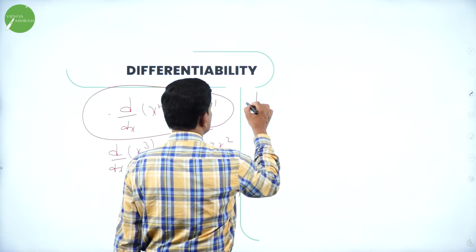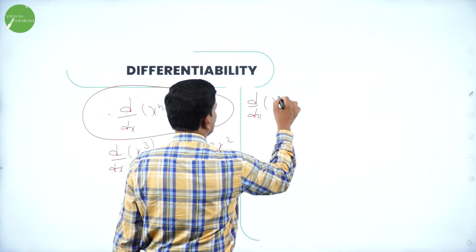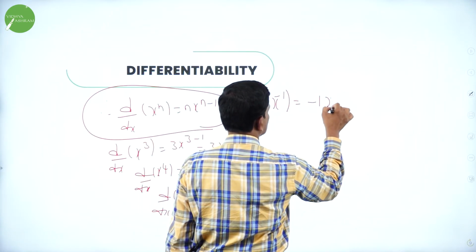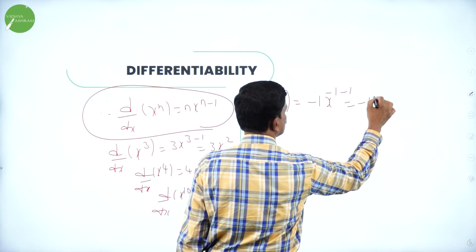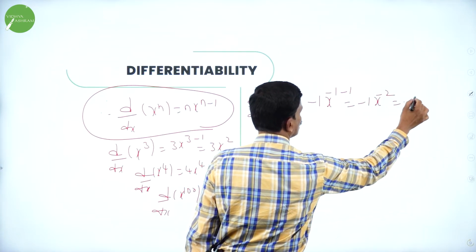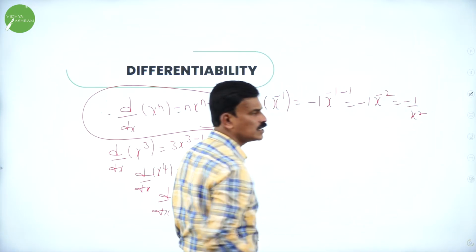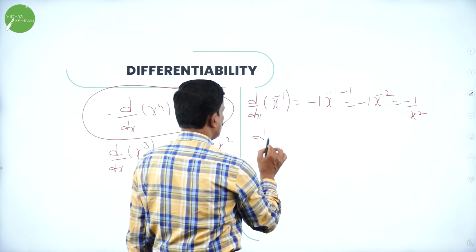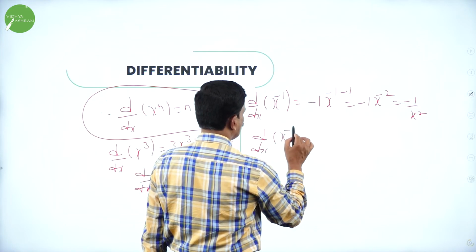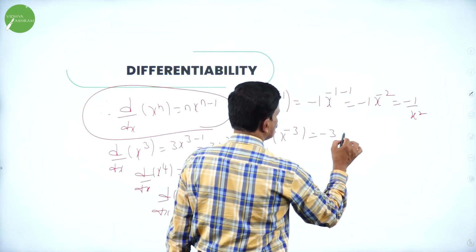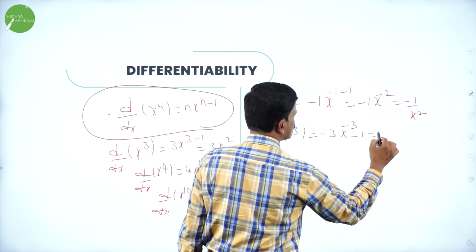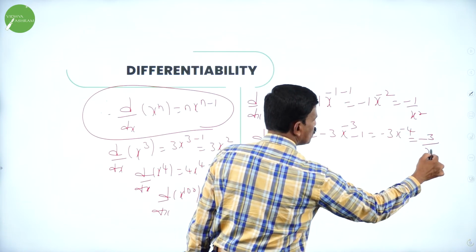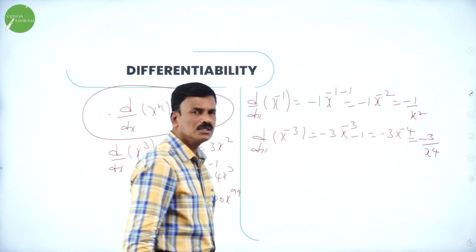Now, suppose n is a negative integer. d by dx of x to the power of minus 1: here n is equal to minus 1, so we get minus 1 x to the power of minus 2. Bring this to the denominator: minus 1 by x square. Now d by dx of x to the power of minus 3: n is minus 3, so we get minus 3 x to the power of minus 3 minus 1, which is minus 3 x to the power of minus 4, or minus 3 by x to the power of 4.